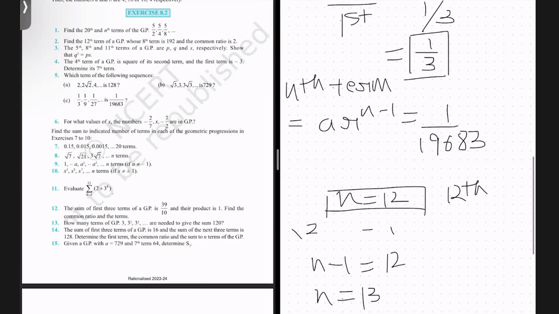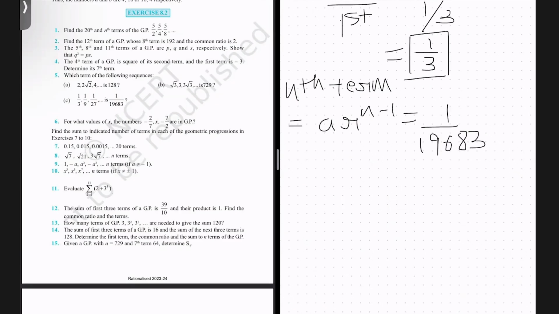Moving on, what do we have then? Let us write what the first term is and the common ratio is, and let us solve accordingly, right? So the first term we found out is 1 by 3. The common ratio is also 1 by 3, and that is raised to the power n minus 1. Correct.